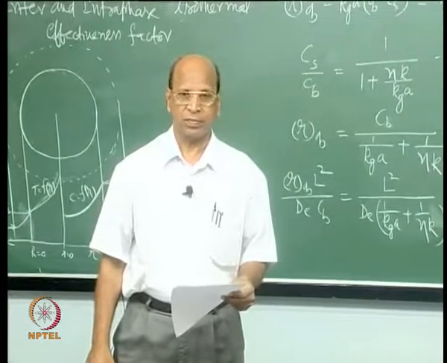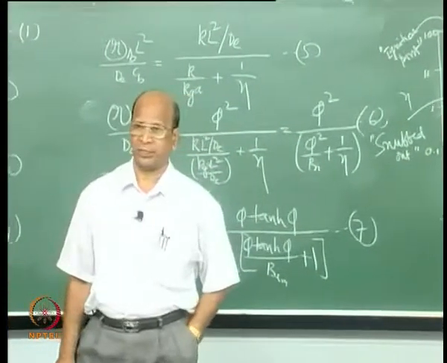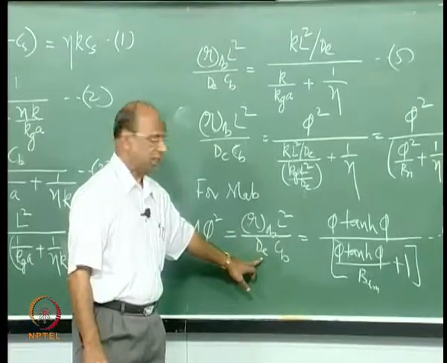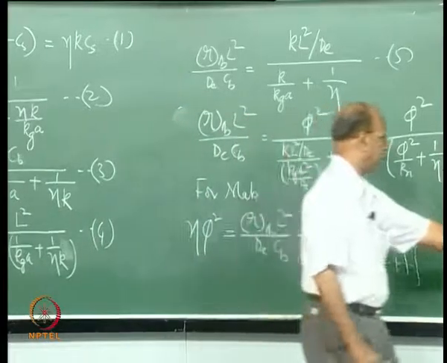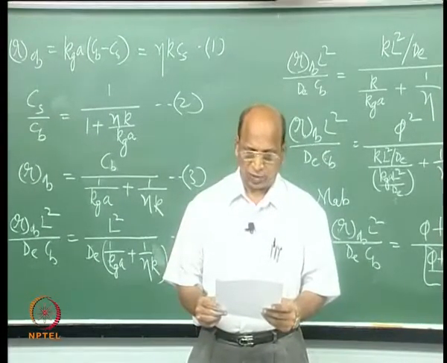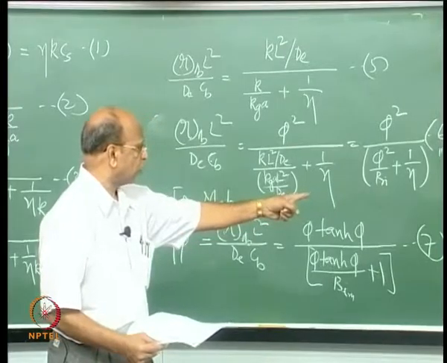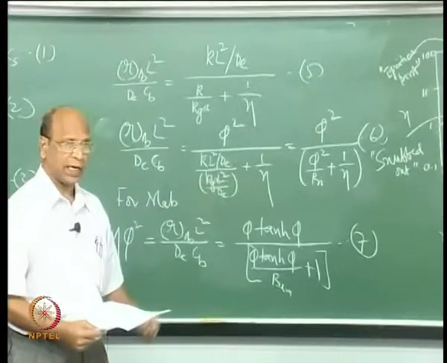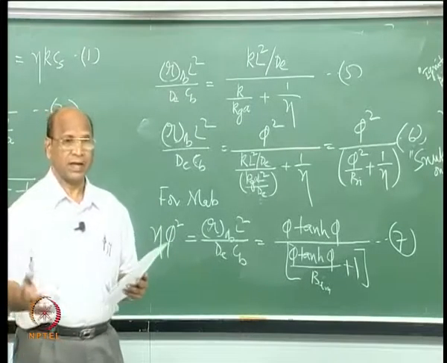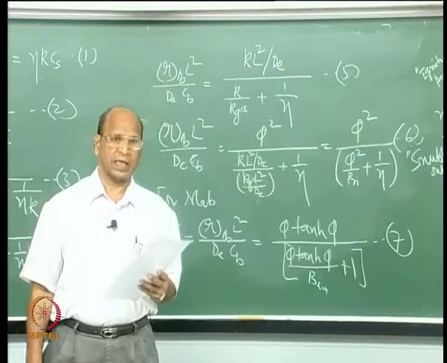And how do you use this? Eta phi square is observable. Our idea is to find out the overall effectiveness factor. I measure the rate, I know the dimension, I know DE correlations and CB. So now I will go here, read and then get the corresponding overall effectiveness factor. For that, if both are controlling, this is the one we have to learn, and this is very simple now because I do not have to explain that much. One more thing to observe is that 100 and 1000 almost have no difference. So what do you conclude? The reaction is controlling, mass transfer is not controlling.